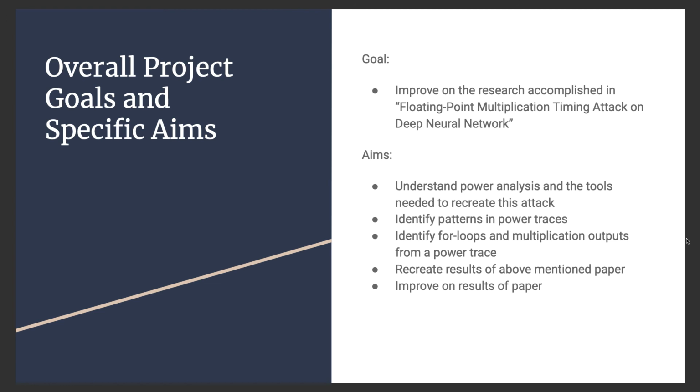But before being able to do so and replicate this project and then improve on it, we needed to establish some basics. So a couple aims that we had overall was just to understand power analysis and how to find traces and things associated with that. From there, identifying patterns. That included identifying for loops and multiplications because those are prominent in neural networks, as well as recreating the results mentioned in the paper, and then from there, improving on it and making changes to the project.